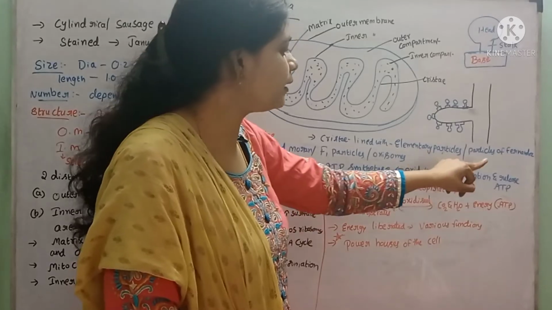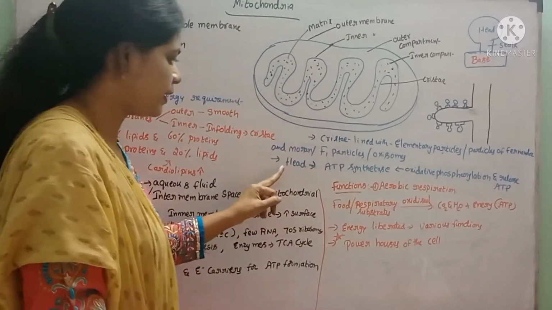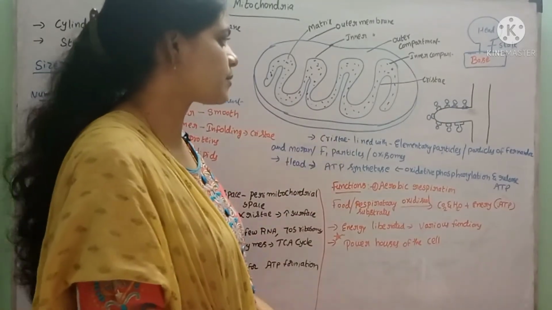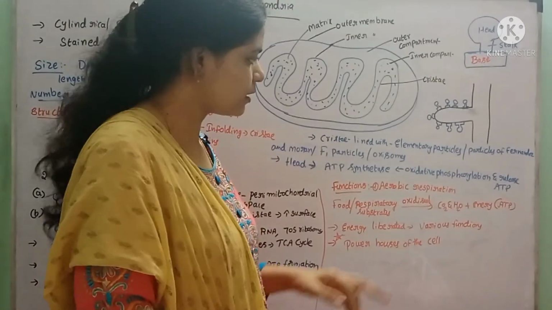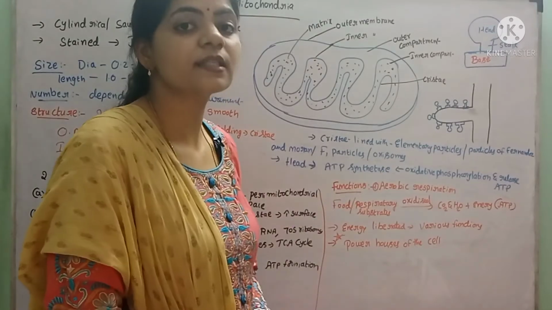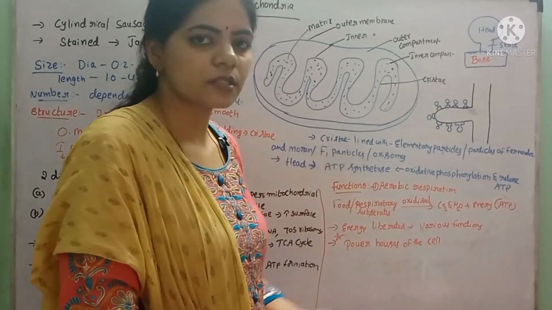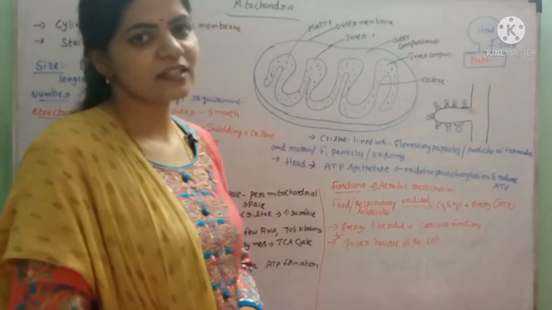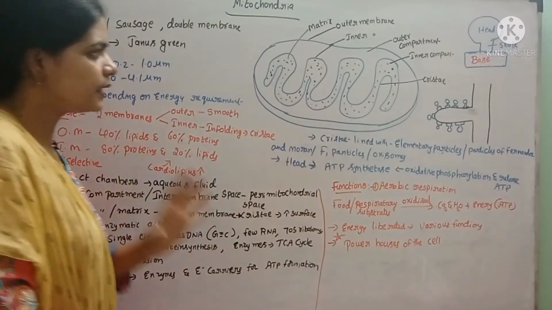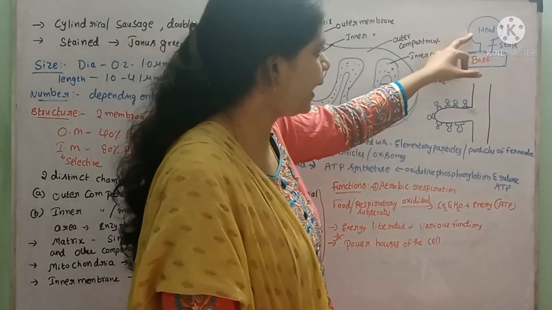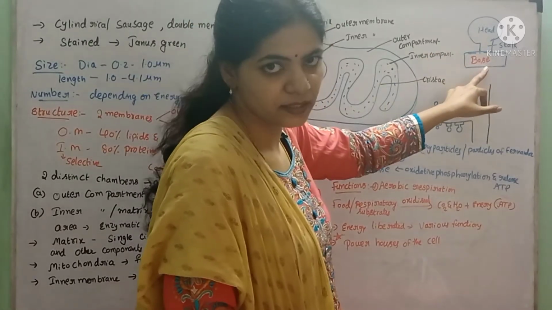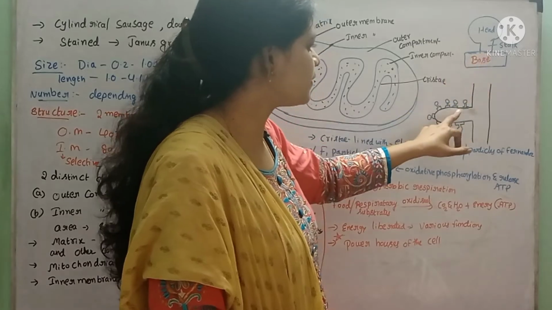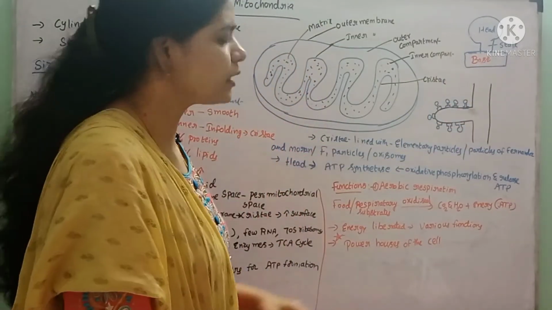Elementary particles are particles of Fernandez and Moran, or F1 particles, or oxysomes. Like this, there are several names. So what are these knob-like structures? These are F1 particles, or oxysomes, or elementary particles, or particles of Fernandez and Moran. And these particles consist of head, stalk and base. By means of the base, they are attached to the inner membrane.